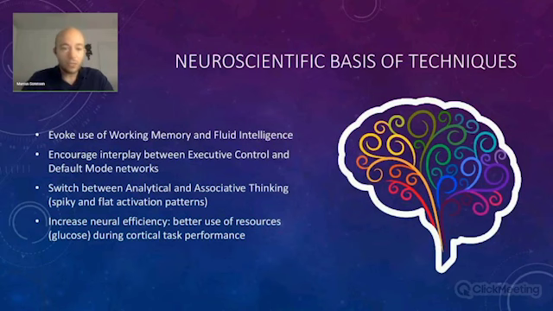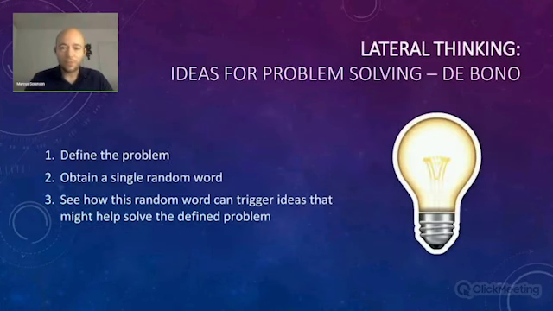They encourage a switching between analytical and associative thinking, spiky and flat activation patterns. And they also increase neural efficiency. You will make better use of glucose resources in the brain during cortical task performance if you practice these ideas. You will be able to use them more efficiently because you become used to thinking in these kinds of ways, and then you're able to achieve more with fewer glucose resources. To begin with, it can feel really hard, and then when you get into the swing of it and you become practiced, it seems much more effortless.